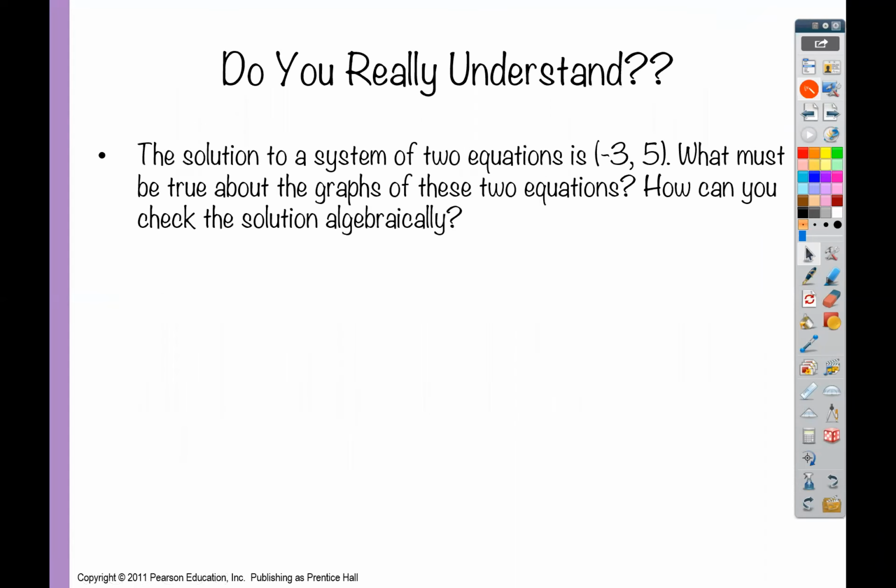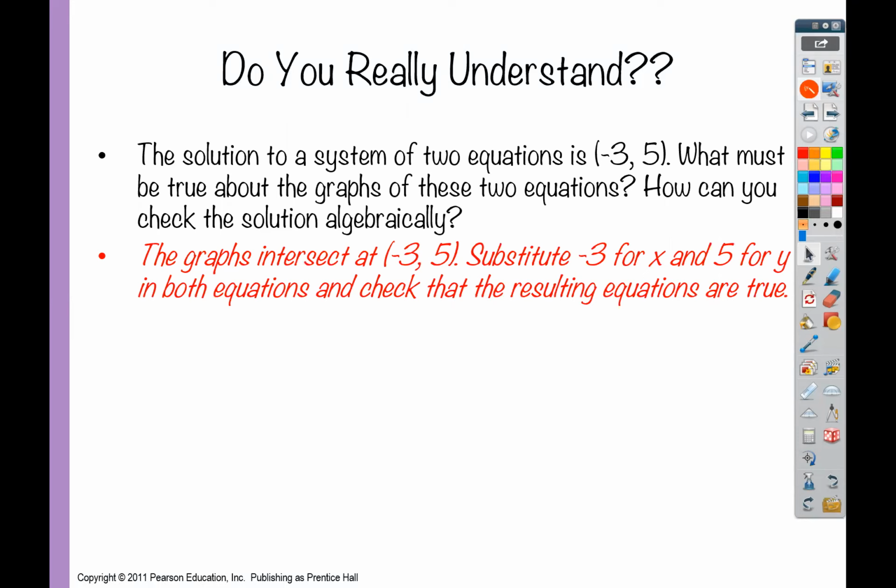But do you really understand? So the solution to a system of 2 equations is -3, 5. What must be true about the graphs of these 2 equations? How can you check the solution algebraically? The graphs have to intersect at that point, and you can substitute -3 in for x and 5 in for y in both equations and check that the resulting equations are true.